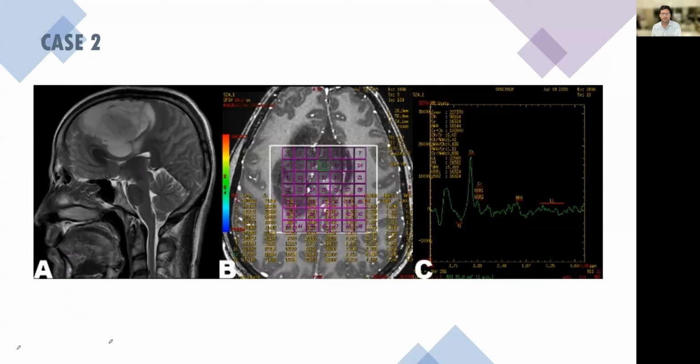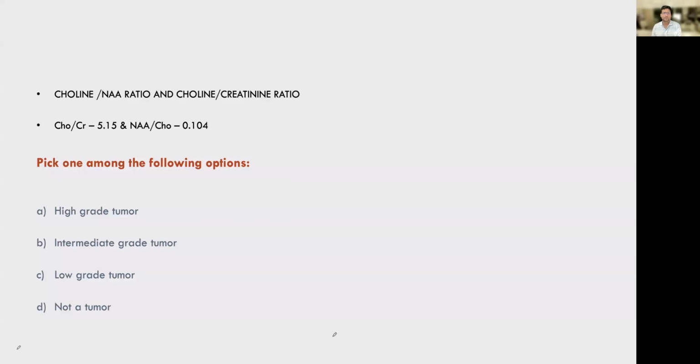Okay. This is another spectroscopy of a tumor which is crossing the corpus callosum. And I've taken a large multivoxel and I've given the center area for you almost at the level of corpus callosum. And you go through the case properly. Let us see. So, of course, conventional imaging is very much favorable. Pick one of the following.